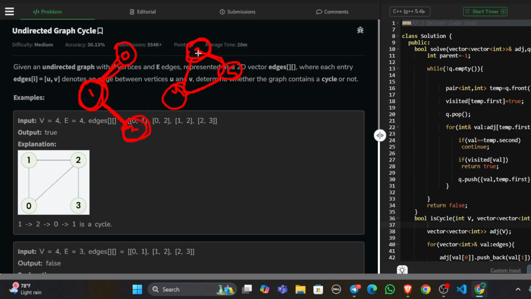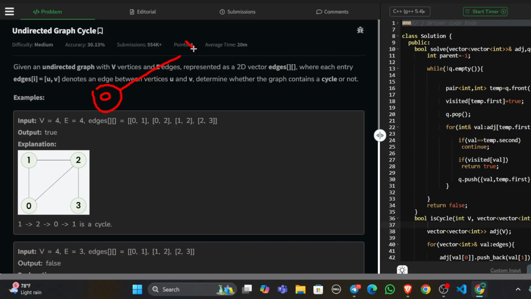Now you think that this is easy, but in this question we have one more catch. What is that catch? Suppose our first value is zero and our second value is one. You see that this is not a cyclic graph. There is no cycle present.